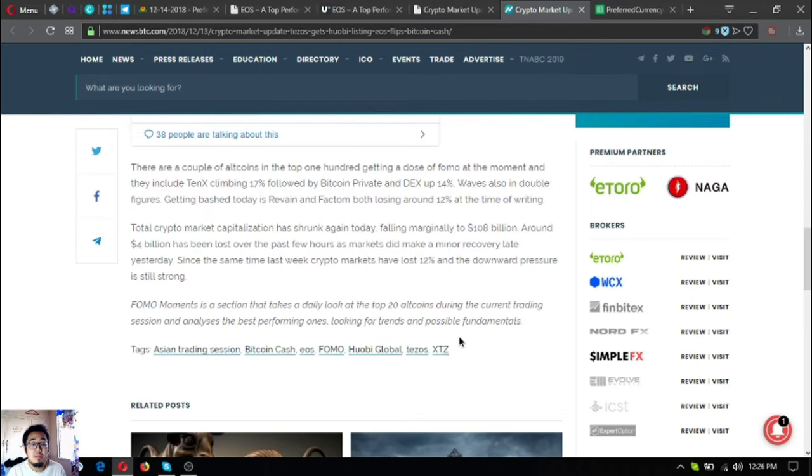Total crypto market capitalization has shrunk again today, falling marginally to 108 billion. Around 4 billion has been lost over the past few hours as markets did make a minor recovery late yesterday. Since the same time last week, crypto markets have lost 12% and downward pressure is still strong. FOMO Moments is a section that takes a daily look at the top 20 altcoins during the current trading session and analyzes the best performing ones, looking for trends and possible fundamentals.